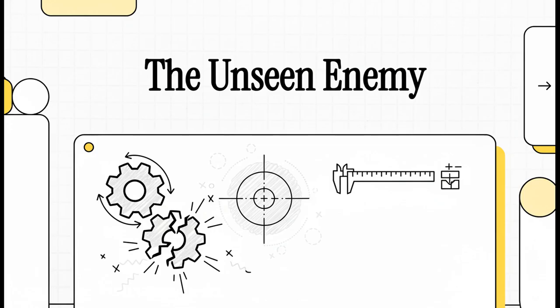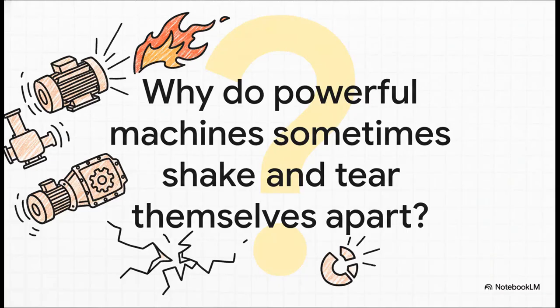Today, we're going hunting for a silent killer, an unseen enemy that lives inside our machines. We're going to talk about tolerances, these tiny, invisible details that can mean the difference between a machine that runs forever and one that just shakes itself to pieces. So let's start with a mystery we've all seen.